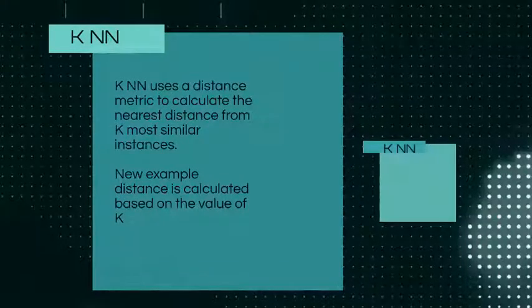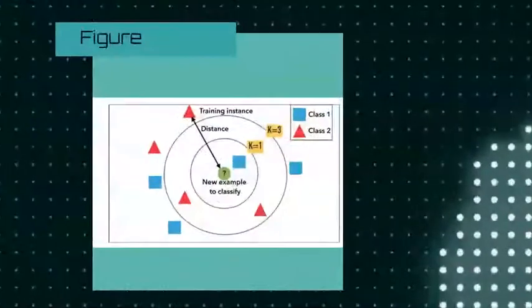And this k, the number of nearest neighbors, is user defined. I can define it as 1, 3, 5, or 7. Generally it is an odd number, and for whatever new example we give, the distance is calculated based on the value of k. Now let me walk you through this in a little more depth so that you understand it with this figure.